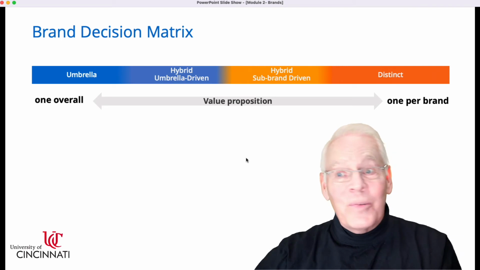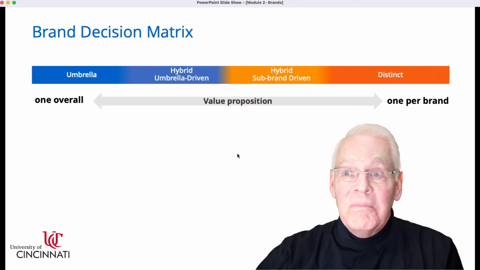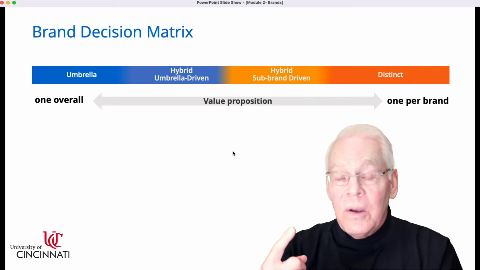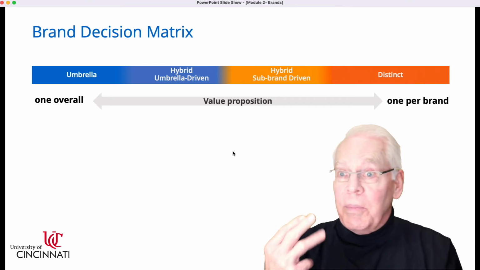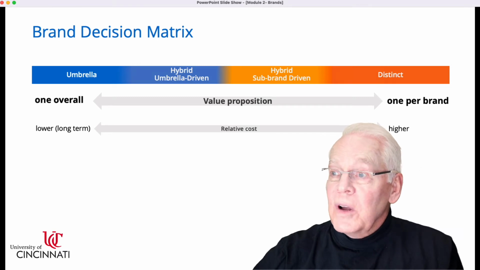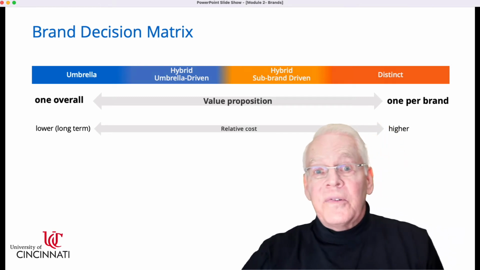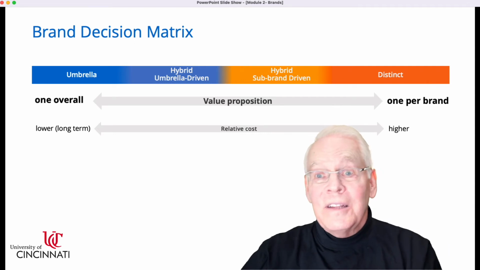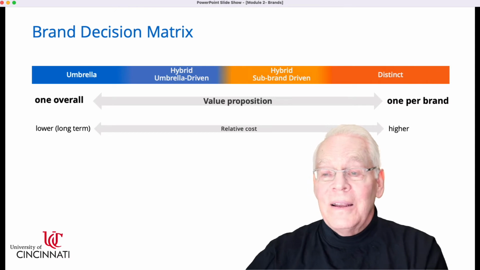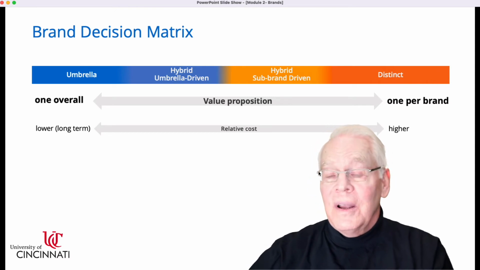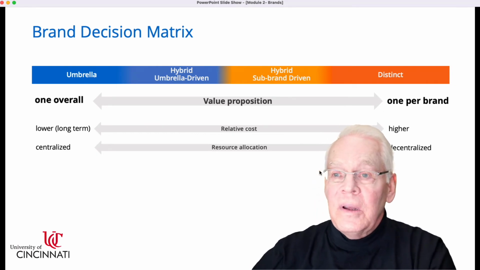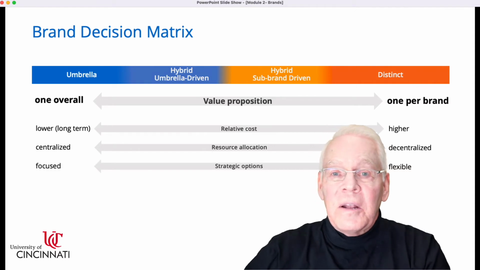If you have distinct, guess what? Each brand needs its own value proposition. So a company like Procter & Gamble with Crest toothpaste or Febreze or Pampers, each one of those has to have their own value proposition. You look at the relative costs, the costs for running an umbrella brand tend to be lower because you just have one spend. Whereas each brand in the distinct model architecture has to have its own spending, and you spend more. That's all there is to it. Resource allocation is going to be more decentralized with distinct branding.